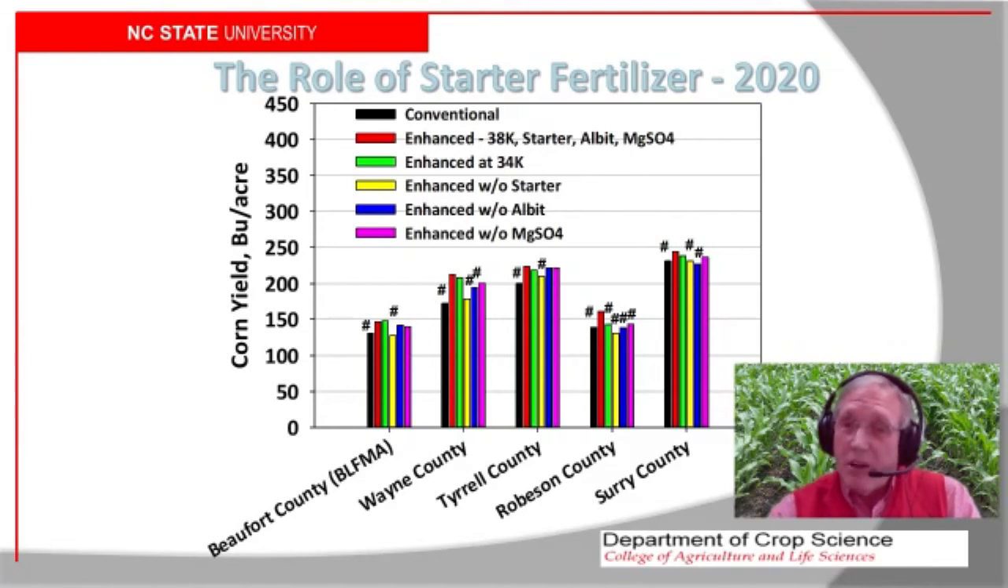So you can see that in Beaufort County, that's what that little hash mark of the yellow bar says: a significant drop in yield if we drop the starter. Wayne County, big drop in yield. In fact, I've shown some pictures where the difference in plant size at B5 and root mass was just astounding, quite frankly. Terrell County, significant. Robeson County was significant.